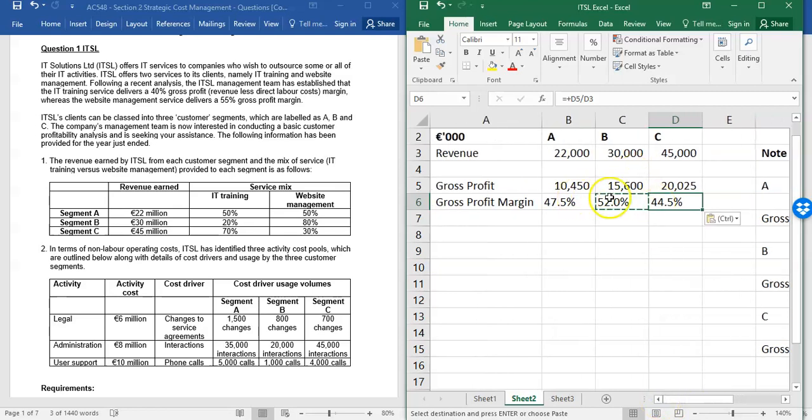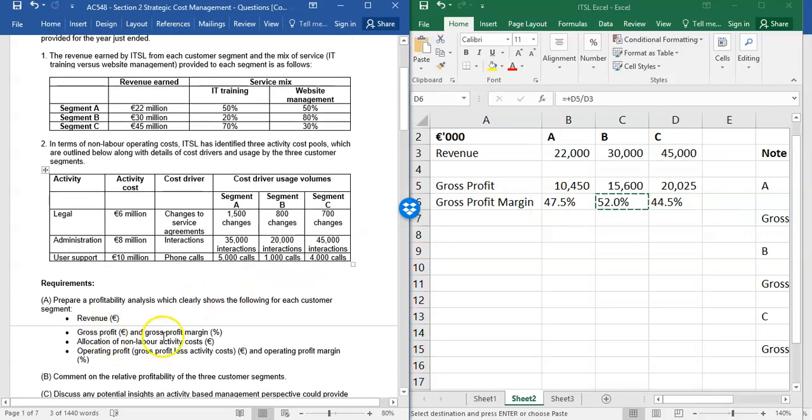And the reason it's lower of all three is it has the worst service mix. It sells the most of the lower profitable IT training service. So straight away, one of your insights will be, will you want to focus on changing your service mix initially? Because if you can get more to website management, it's more profitable. Because of course, IT training itself is probably very labor intensive. Hence you'll have a lot of direct labor costs. So you see, this is all using accounting information to inform customer profitability, but also inform decision making as well. So there are our first couple of requirements, gross profit and gross profit margin.